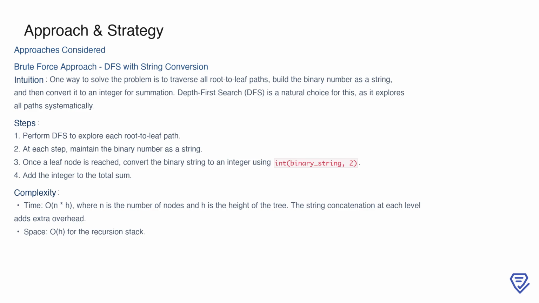While this approach is straightforward, it comes with some computational costs. The time complexity is n*h, where n is the number of nodes in the tree and h is the height, due to the overhead of string concatenation at each level. Additionally, the space complexity is h, which accounts for the recursion stack depth. This method, while easy to grasp, can become inefficient for larger trees due to repeated string operations and memory overhead.